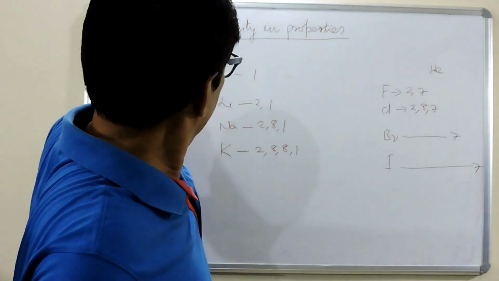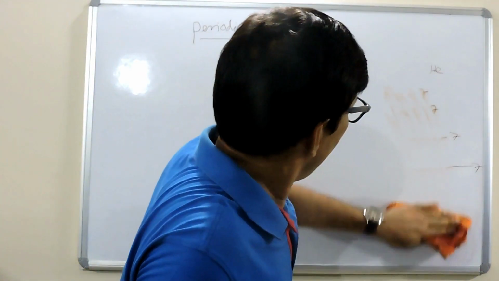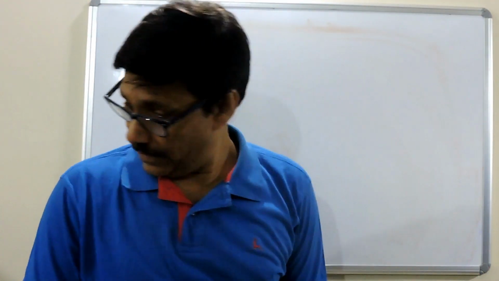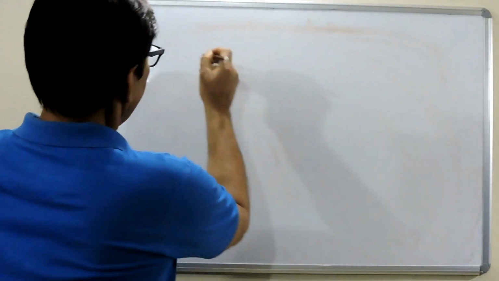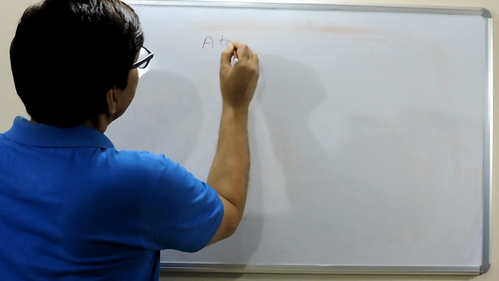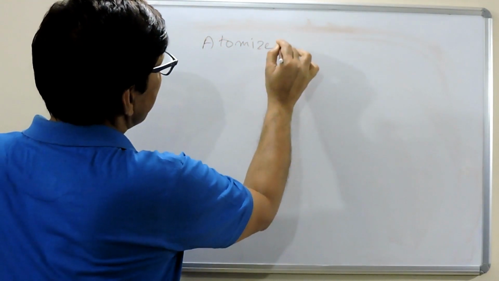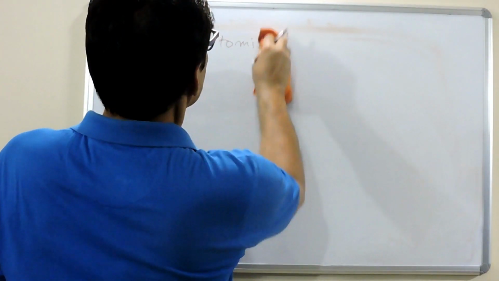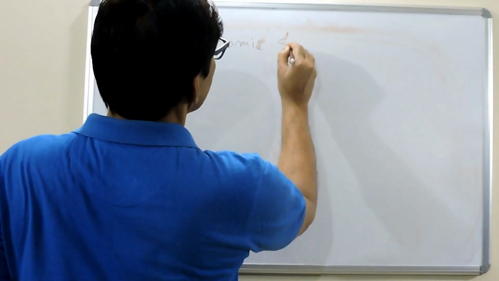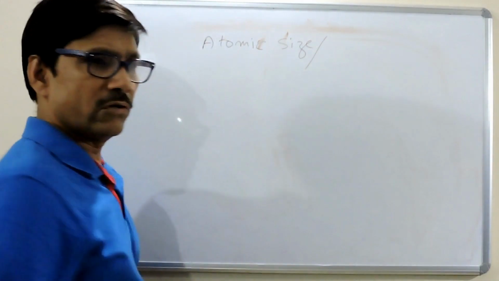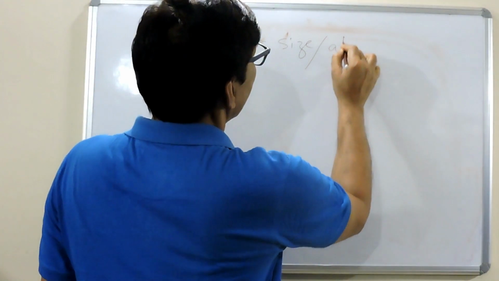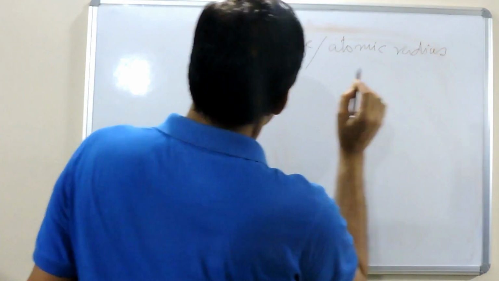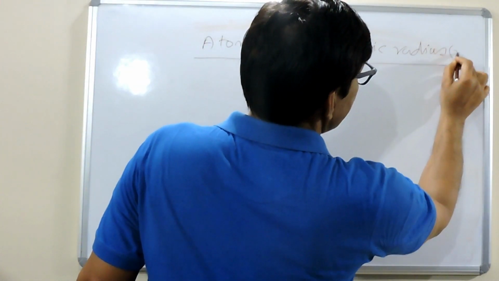The first periodic property you have to do is atomic size, or we also call it atomic radius. Let's represent it by small r.